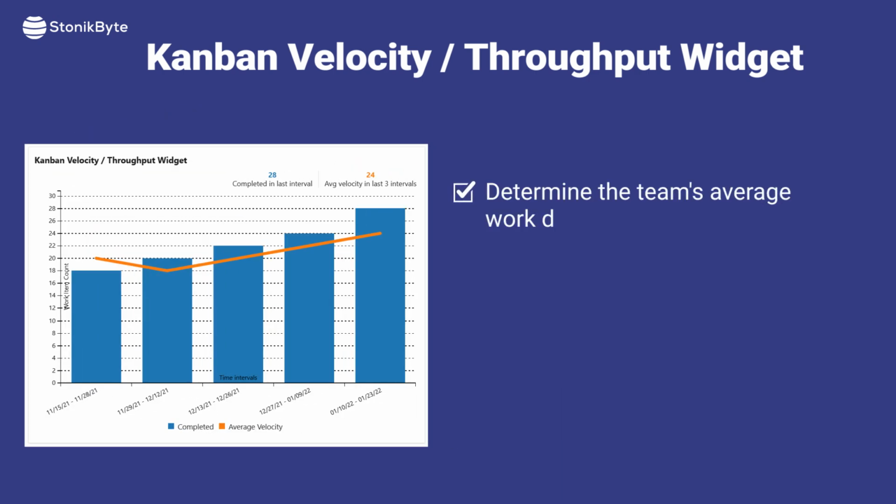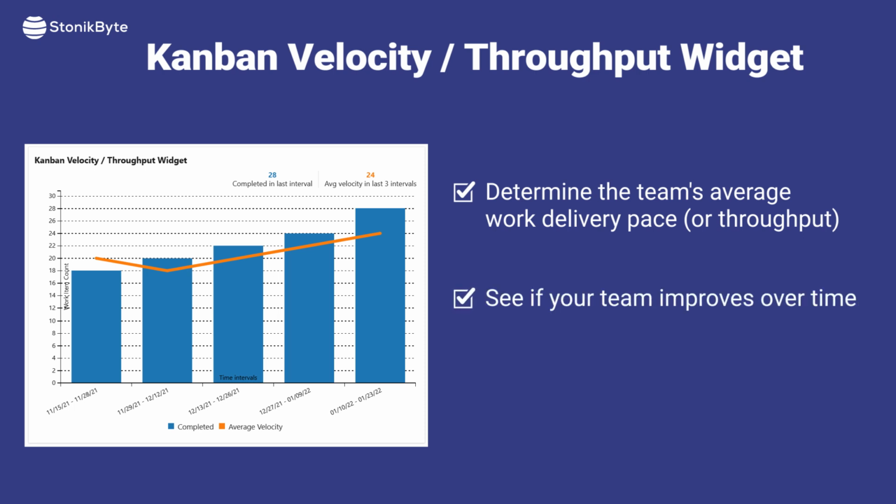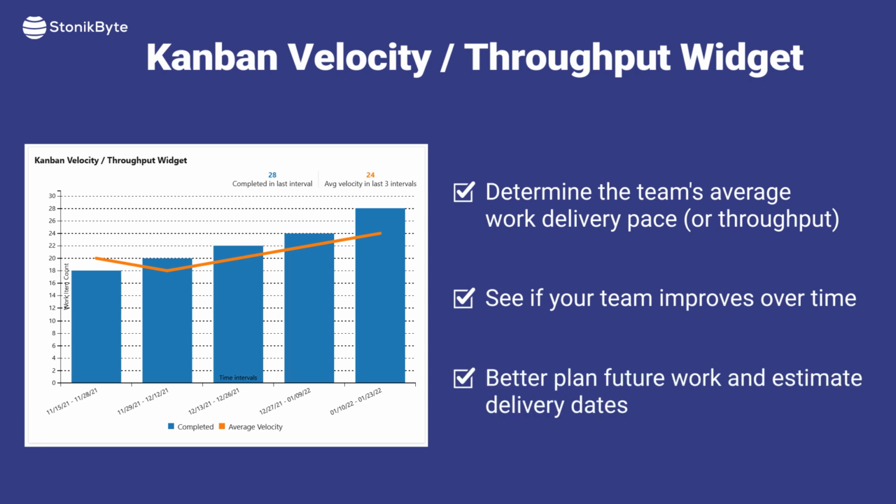You can use this chart to determine the team's average work delivery pace, or throughput, based on past data, and see if your team improves over time. Knowing your team's velocity or throughput helps you better plan future work and estimate delivery dates.